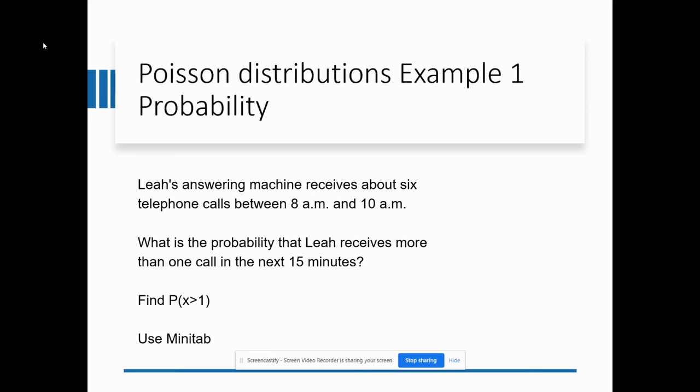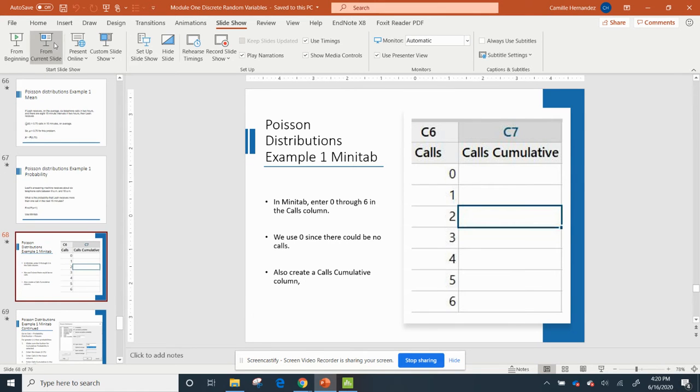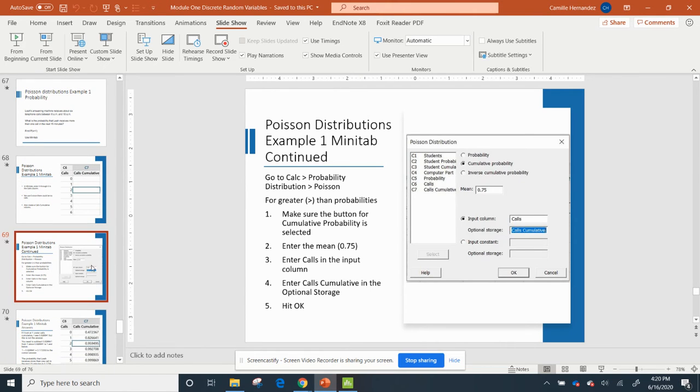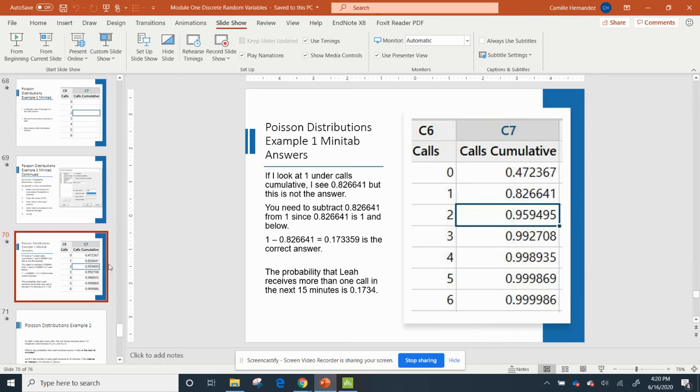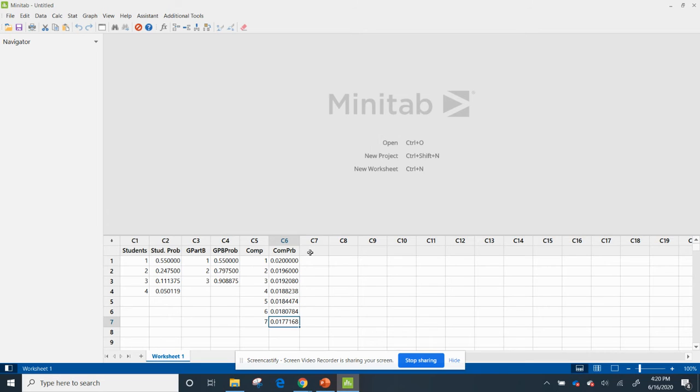Now we want to know the probability of more than 1 call. So we're going to use Minitab, and I have all the directions here that you need. When you look at it, go ahead and do what you need to do to find it. So let's go ahead and do this one. I'm going to do Poisson. Let's do calls, and then I'm going to do calls prob.